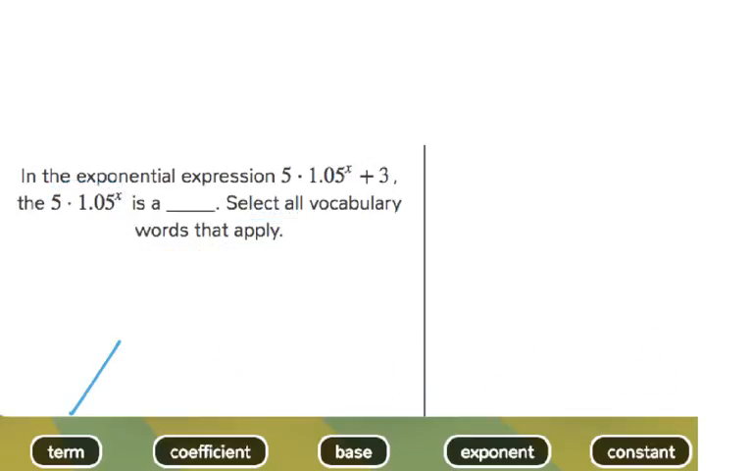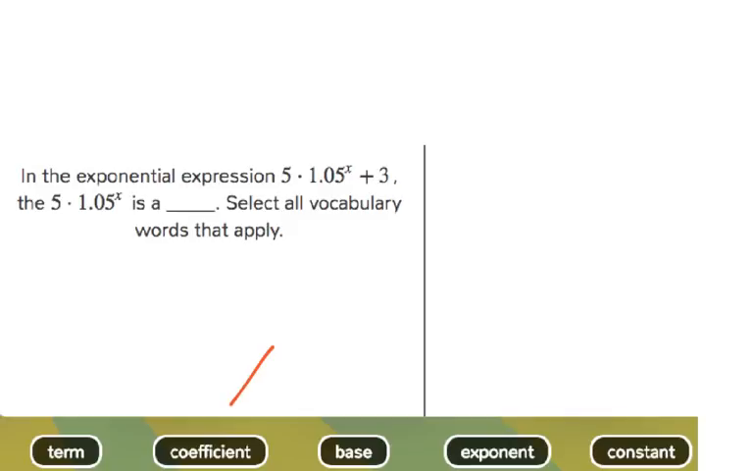First up is the word term. A term in an expression in algebra is an element separated by plus or minus signs. So in our case, we have two terms, the 5 times 1.05 to the power of x and the 3. They are separated by this plus sign in the middle.